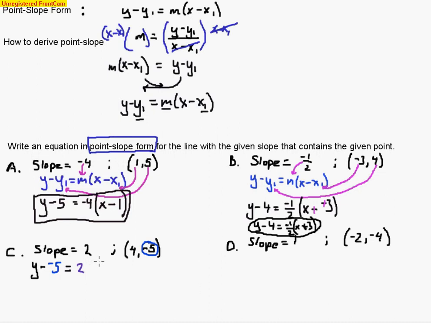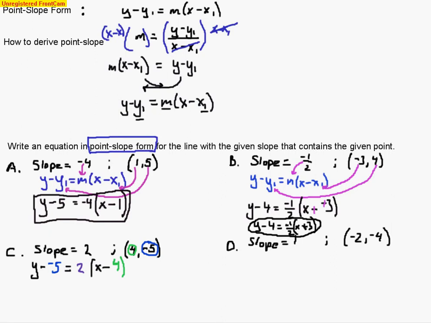So we've got parenthesis and then x minus, and then we write our x value, which is 4. And so we just write x minus 4. And so that's what we've got. So we've got y minus our y1 value, negative 5, equals our slope, which was 2, times x minus our x value, which was 4.